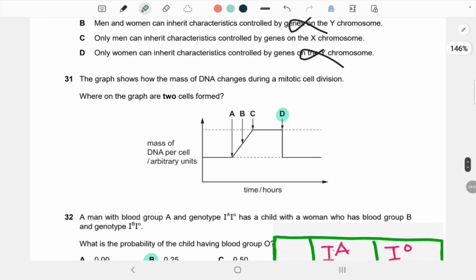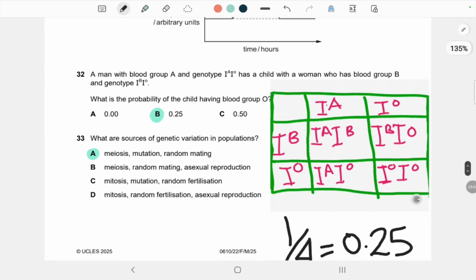Question 31. Which graphs are two cells formed? Basically the highest mass and at the latest stage. So the answer is D, and this question was repeated in a previous paper, I think February-March 2024. It has been really the same question repeated.